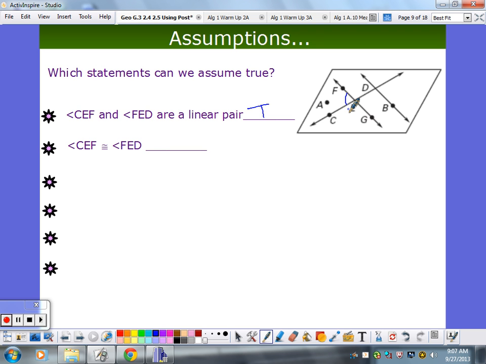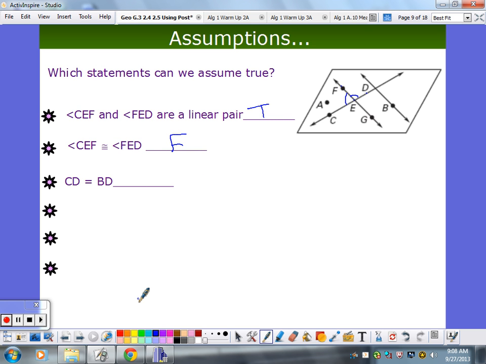congruent to FED. FED. They look it. Can I assume that? No, I don't know. The only way they would be congruent is if the linear pairs were both 90 degrees, and I don't know if that's a perpendicular line. What else can we assume and not assume?